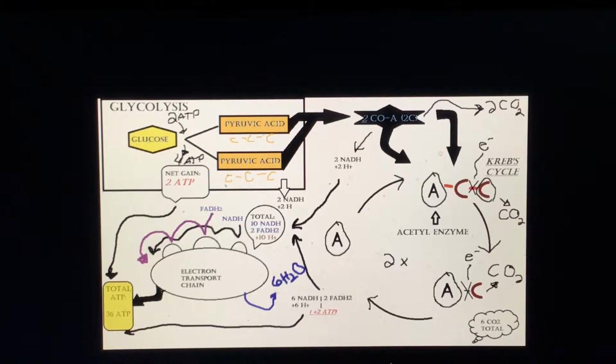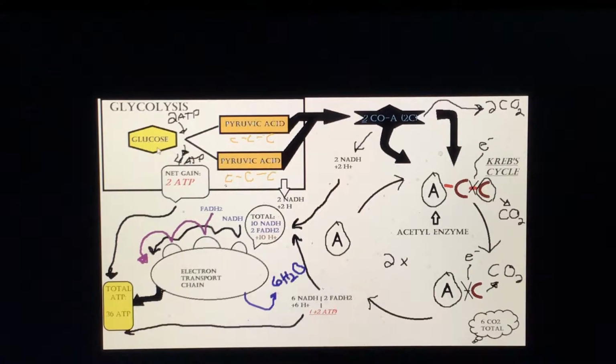Okay, here is the aerobic cycle. So you start off with glycolysis. You get glucose, and what you do is you put 2 ATP in, and then you get 4 ATP out, which has a net gain of 2 ATP.